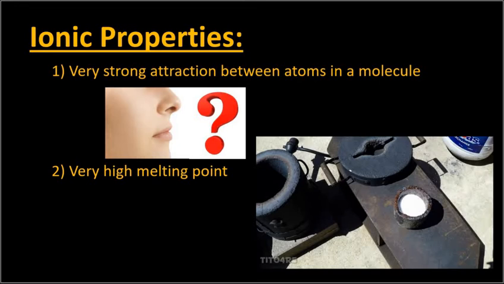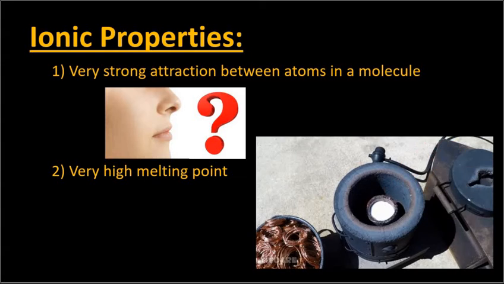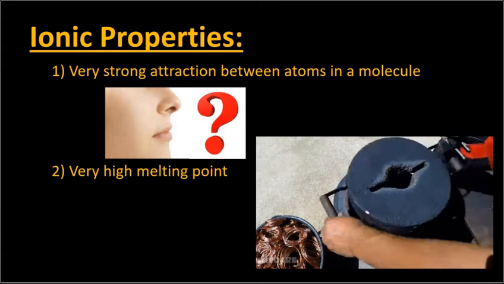Ionic substances also have a very high melting point. This clip of a video is going to show an ionic substance, and it has the ability to melt lead once it is melted. So they're putting it in and they're starting to melt the ionic compound.